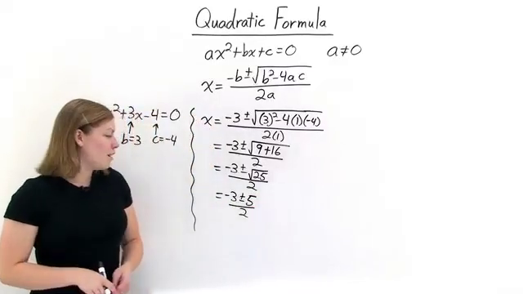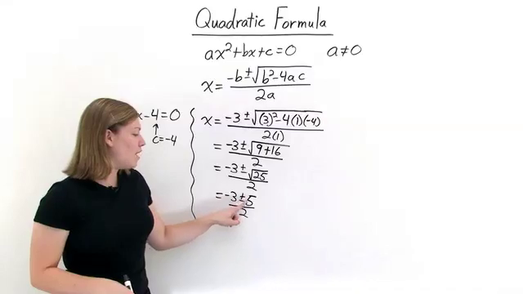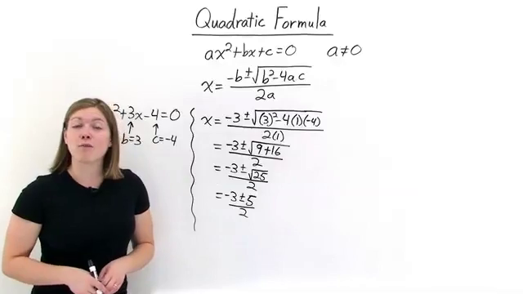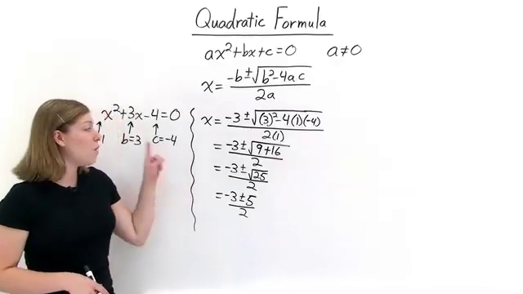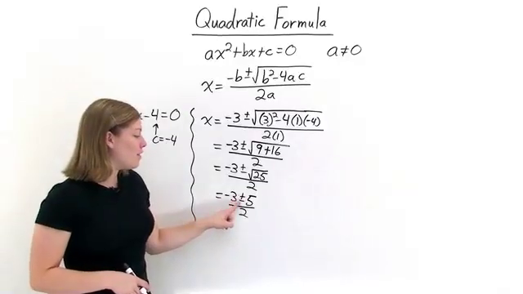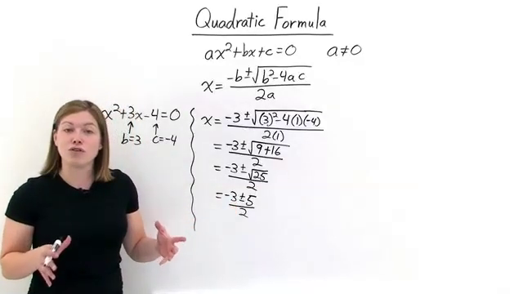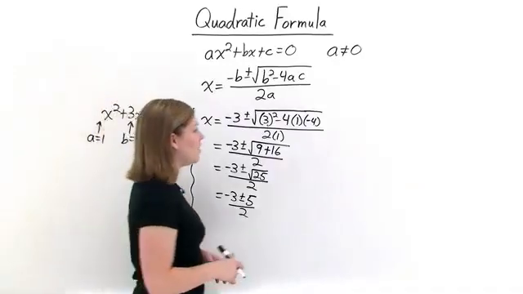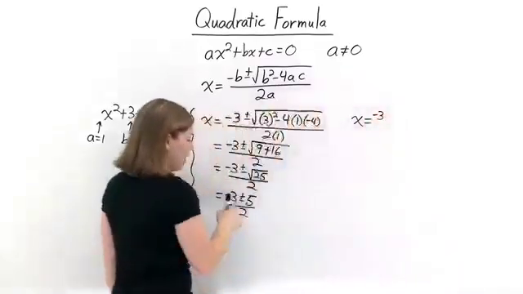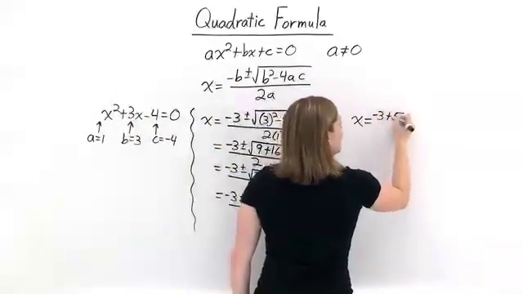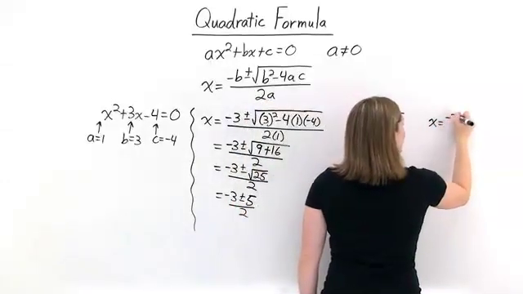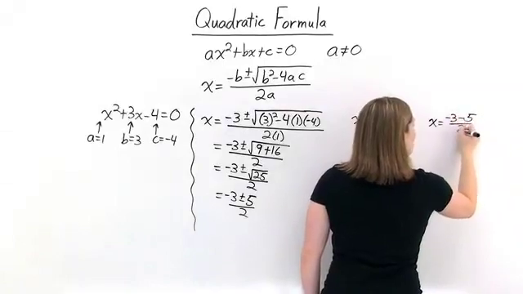Now look at this expression. We have negative 3 plus or minus 5 all over 2. This plus and minus means that we have the possibility of getting two solutions to our quadratic equation. To figure that out, we need to take both the plus and the minus and split them up into two separate expressions. So let's do that. Let's take the plus version first. So we have x equals negative 3 plus 5 divided by 2. Now let's do the minus. We have x equals negative 3 minus 5 over 2.